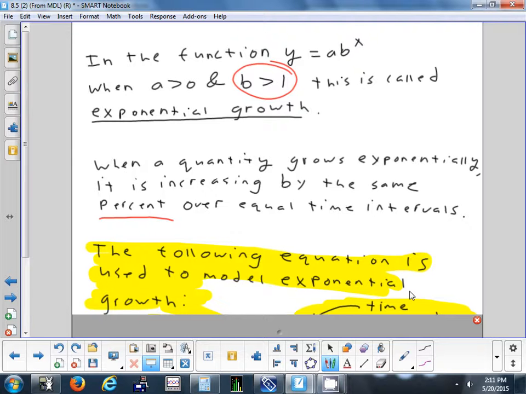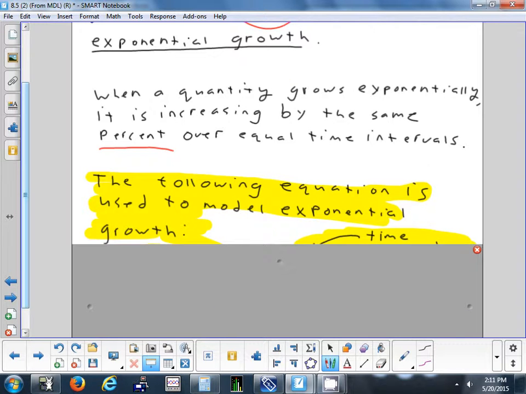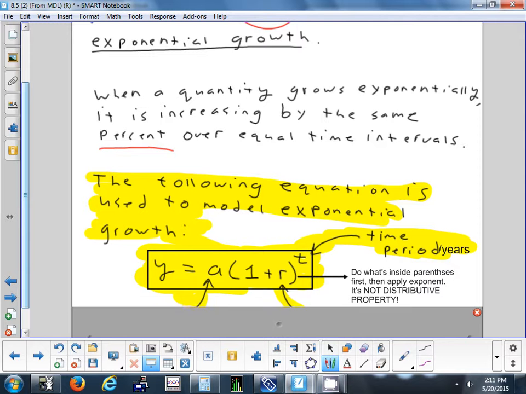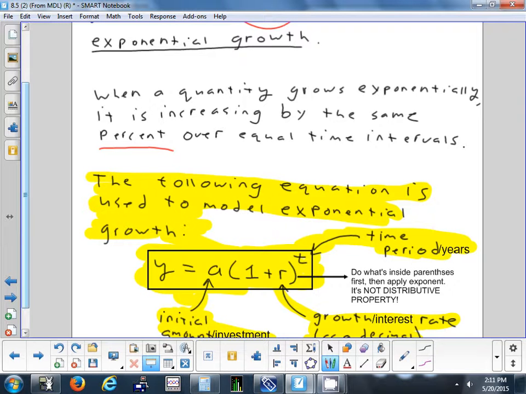Okay, so now in your box on the bottom of that sheet, just the one with the box that says exponential growth model, I want you to write down this equation. If you write down this equation, it's going to make all the word problems very simple. Okay, this is the equation that models exponential growth. Y equals A times 1 plus R to the T.